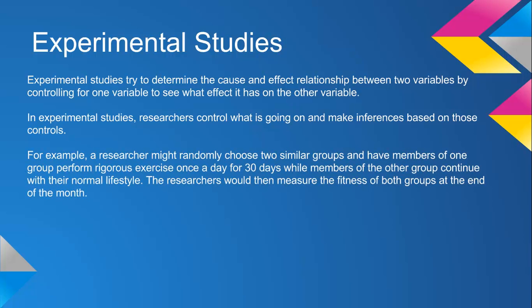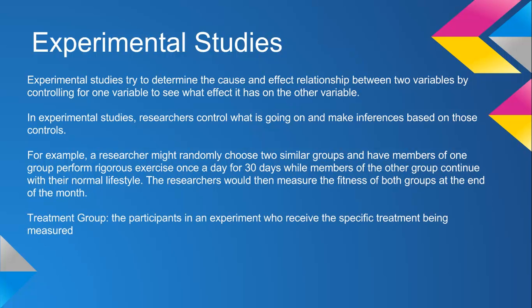For example, a researcher might randomly choose two similar groups and have members of one group perform rigorous exercise once a day for 30 days, while members of the other group continue with a normal lifestyle. Researchers would then measure the fitness of both groups at the end of the month. Okay.